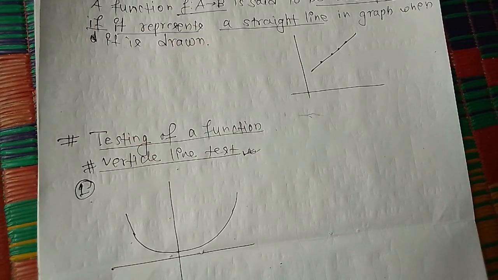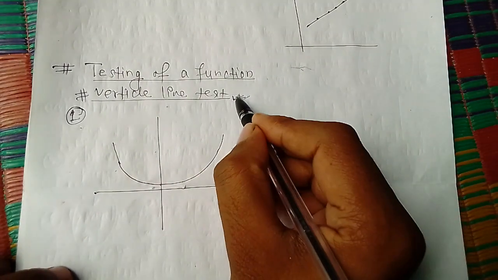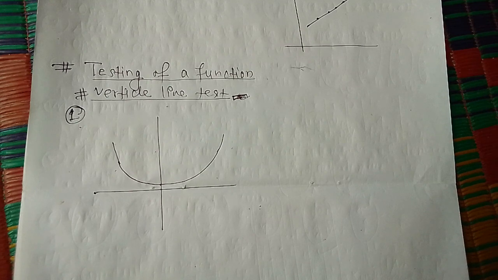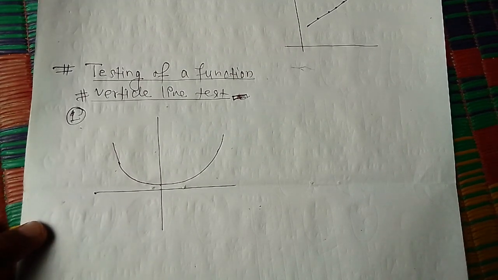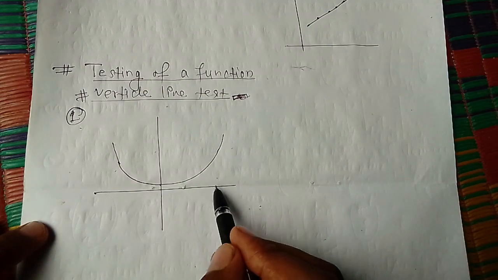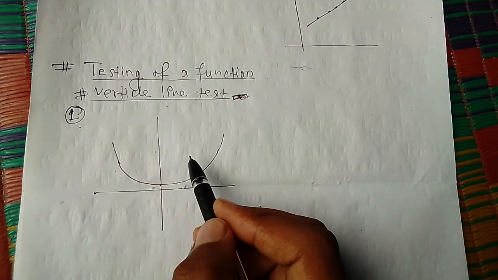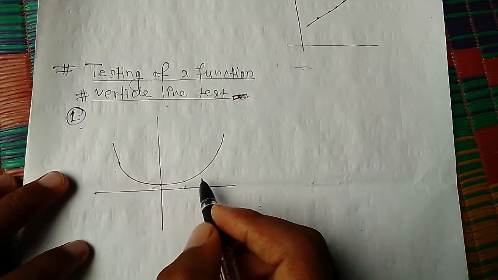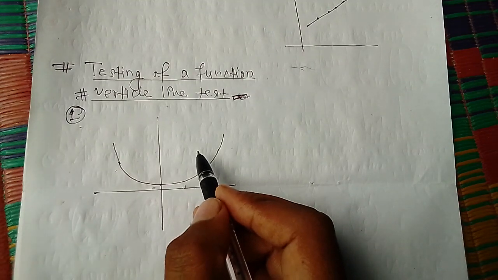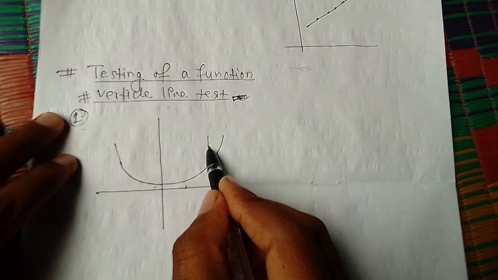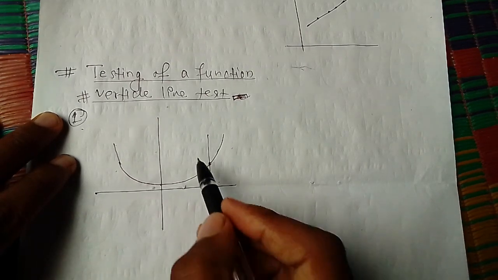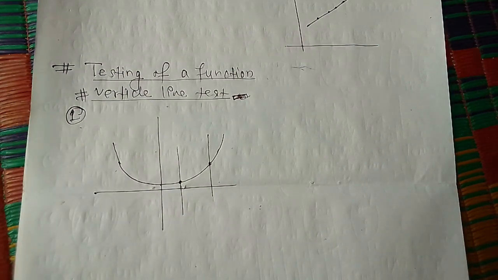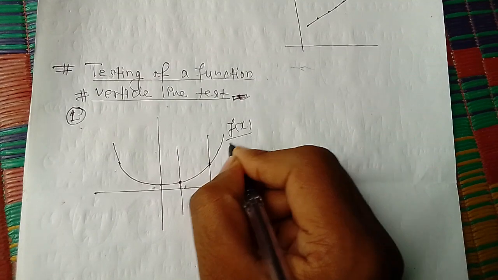So what is the vertical line test? Understand very carefully. If we draw a vertical line, a line parallel to the y-axis, at any place on the x-axis, and it meets the graph at only one point. If we draw a vertical line here, it will meet here. If we draw a vertical line here, it will meet here. So it is a function.